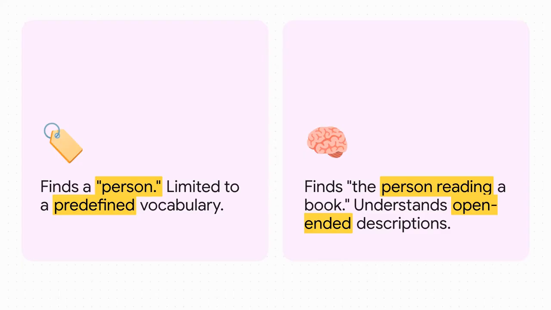And this shows you the difference in a nutshell. The old way could find a person, any person. But SAM3, it can understand a concept you describe, like finding the specific person who is reading a hardcover book. It's a game-changing shift from a fixed, limited vocabulary to understanding open-ended, human-like descriptions.